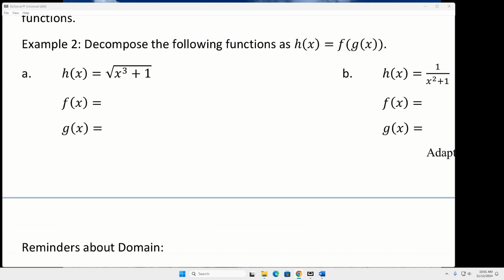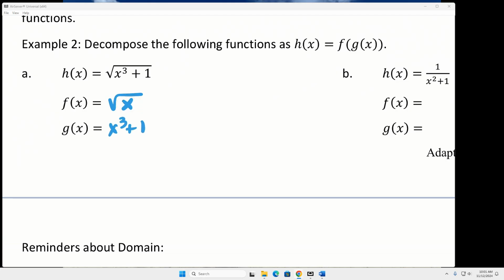And so if you're looking at this, which one do you think is the outside, the square root or the x cubed? Definitely the square root. So f of x is the square root of x. Right? And then g of x is going to be whatever you would plug in for this x to get this.